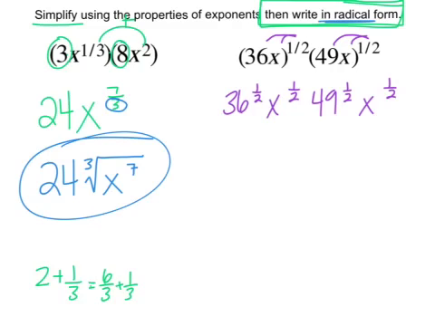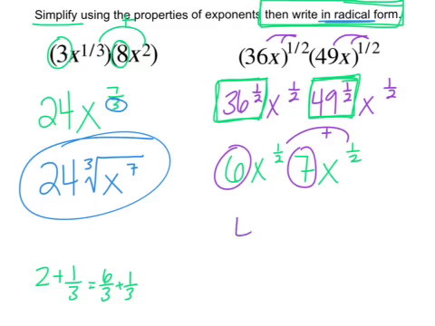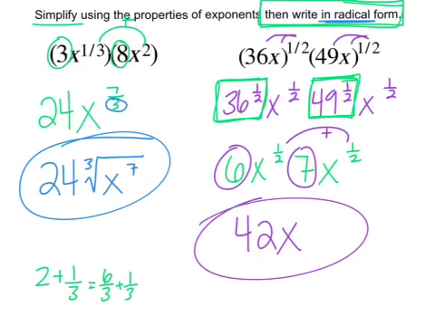When I look at this, personally, I know 1/2 is really just the square root, because that's what we've been talking about. So the square root of 36 is just 6, x to the 1/2. Square root of 49 is just 7, x to the 1/2. And then it's just like the last problem. Multiply our numbers, add up our exponents. I get 42 times x to the first power. We don't need to put this in a radical because there is no fractional exponent. So our final answer is 42x.